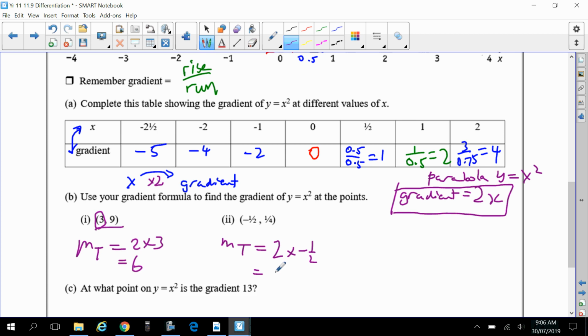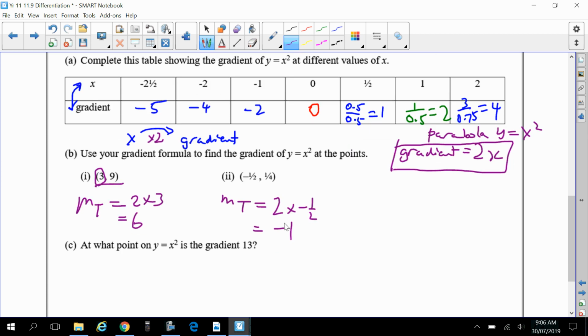-1, good, which is -1. Well done. Okay, pretty straightforward. Oh, we can go reverse. What if I give you the gradient? Does it give me the point? We can, isn't it? Because gradient equals 2x.